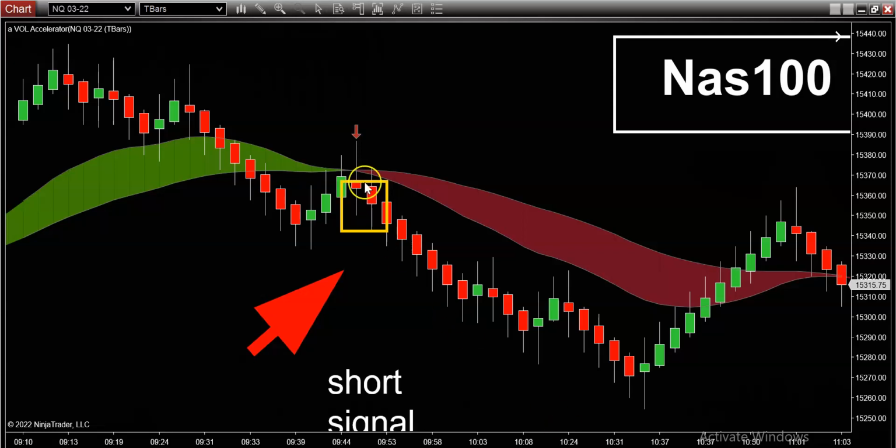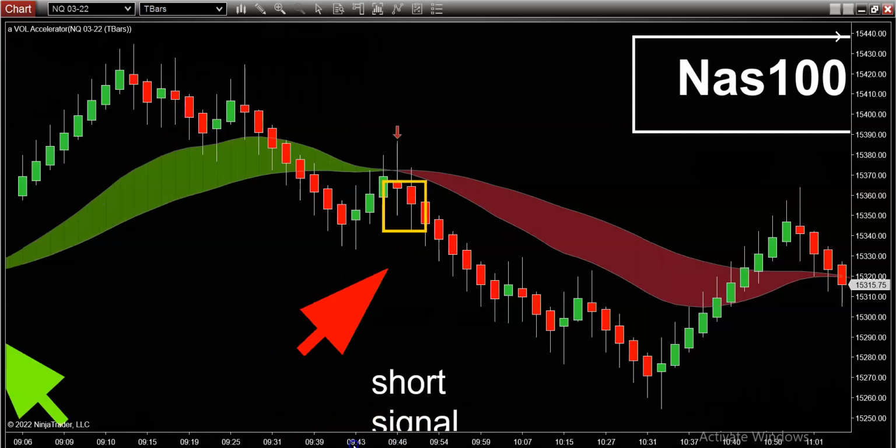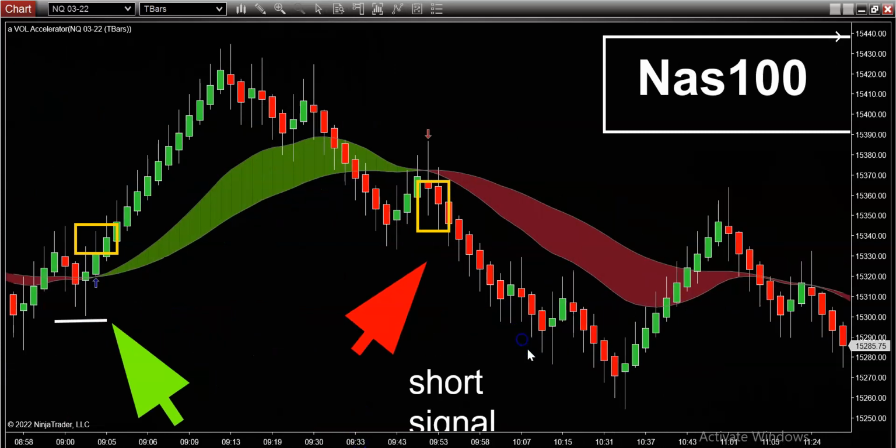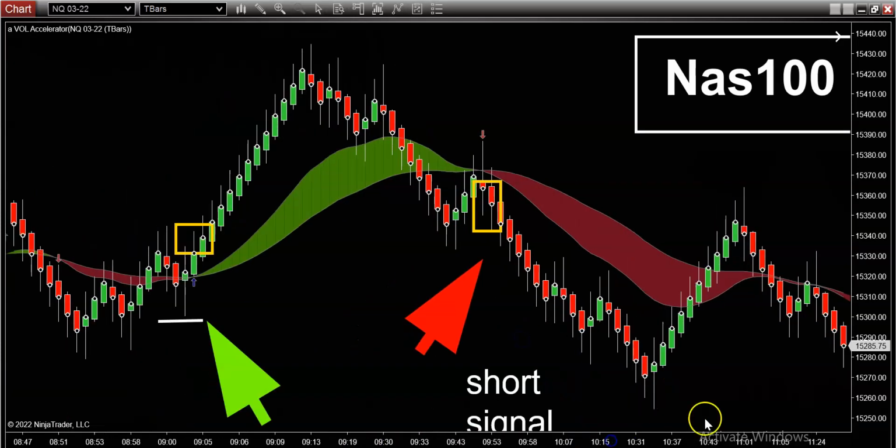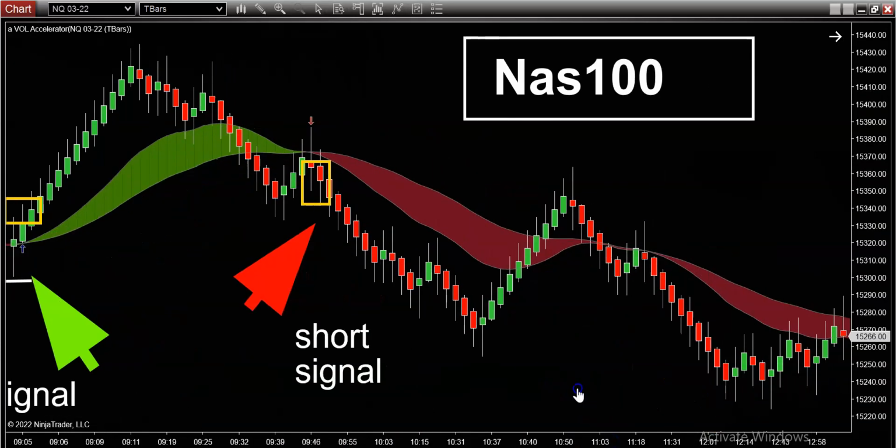So here was the short setup from today. Remember, there were only 2 setups from the morning session. Here was one long, here was one short. And if we zoom out, well, you guys already know how this bad boy played out, right?